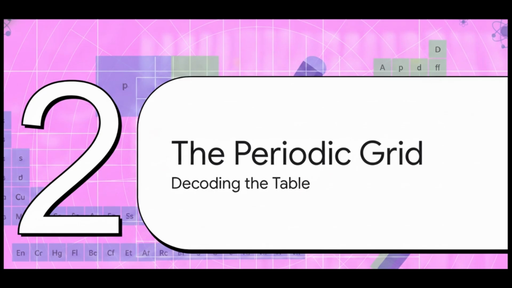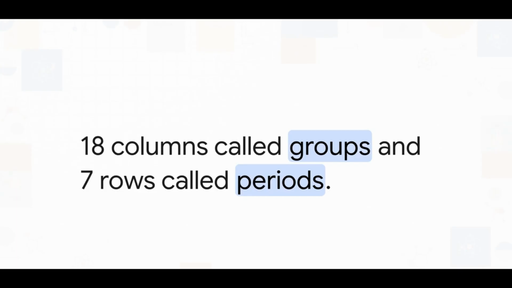Moving right along to Section 2, decoding the periodic grid. To use this map effectively, we first need to get a handle on its basic coordinates. Think of it like latitude and longitude. The modern table is made up of 7 horizontal rows, which we call periods, and 18 vertical columns known as groups. When you move across a period, you're looking at elements that have the exact same number of occupied electron shells. But the real magic happens in the vertical groups.